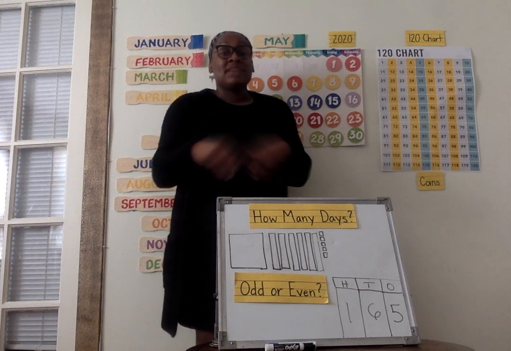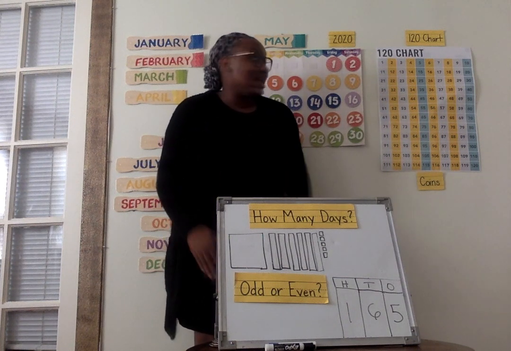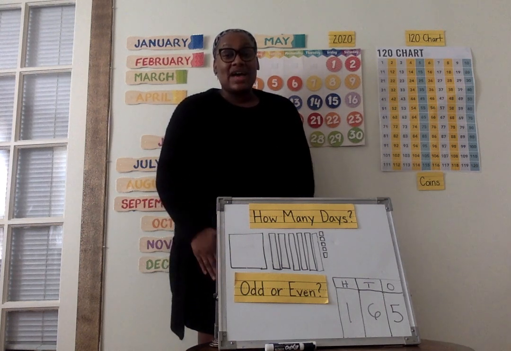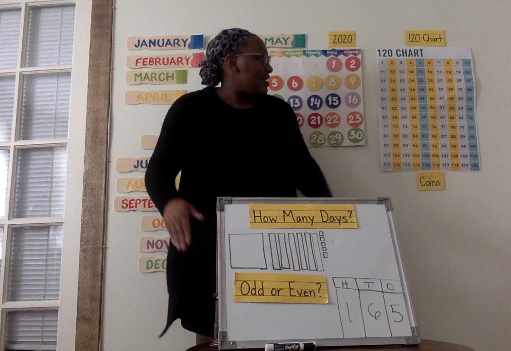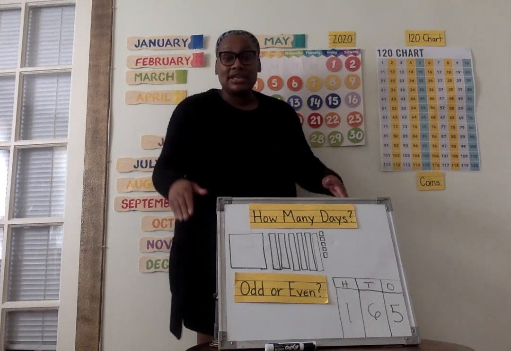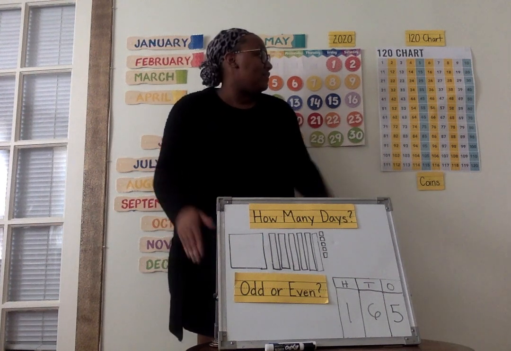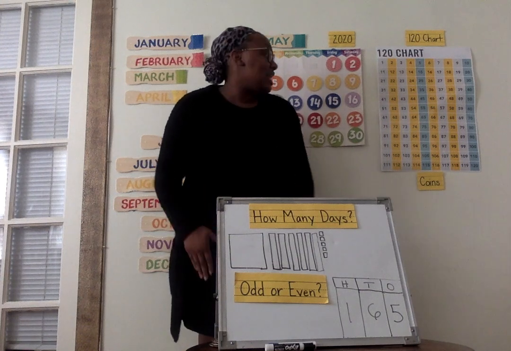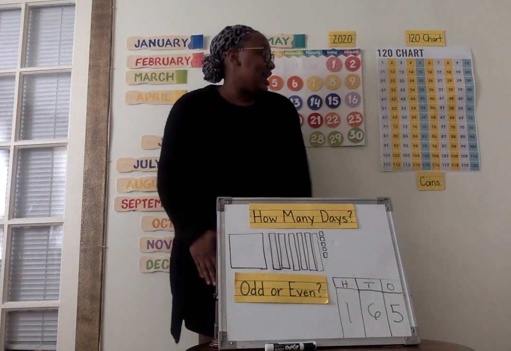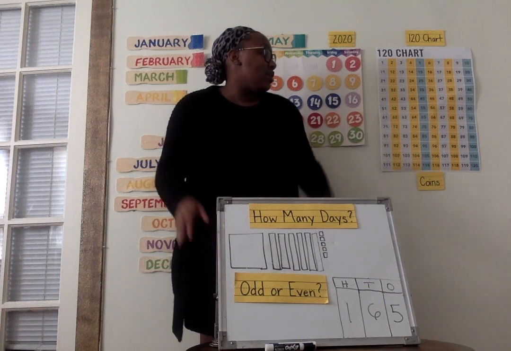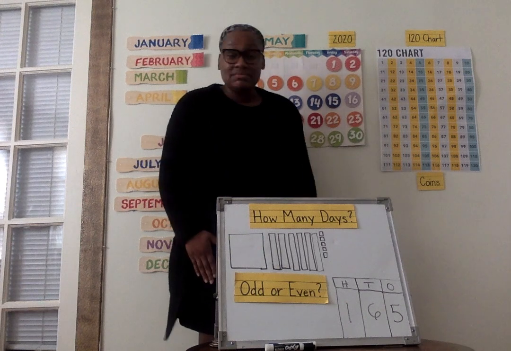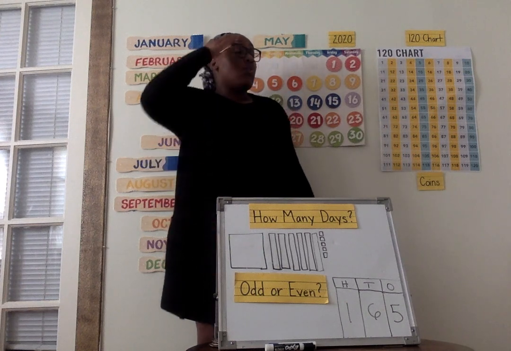So great. Now I'm going to pat my legs while we count by 5s. Count by 5s. Get ready. 5, 10, 15, 20, 25, 30, 35, 40, 45, 50, 55, 60, 65, 70, 75, 80, 85, 90, 95, 100, 105, 110, 115, 120. Wow.